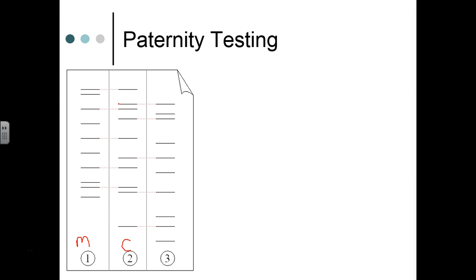The next band in the child is this one, which matches with this sample 3. The next band comes from mom, the next band comes from sample 3, and you can see these dotted lines help us see where each band comes from. And so there isn't a discrepancy here, so number 3 is going to be the father. But if there was even one band that this child has that does not match to a possible dad's DNA fingerprint, then that person is not the kid's father.